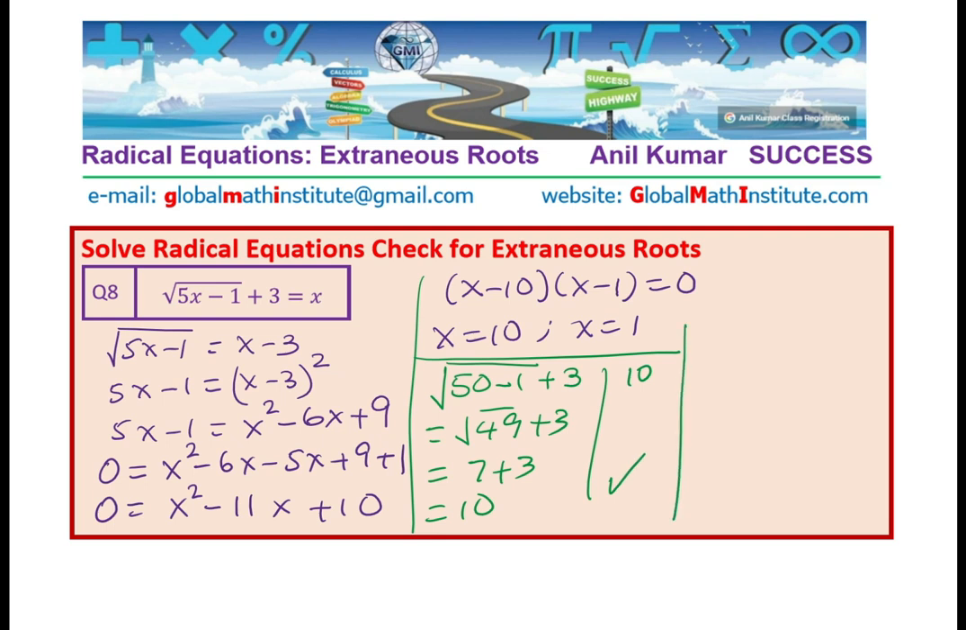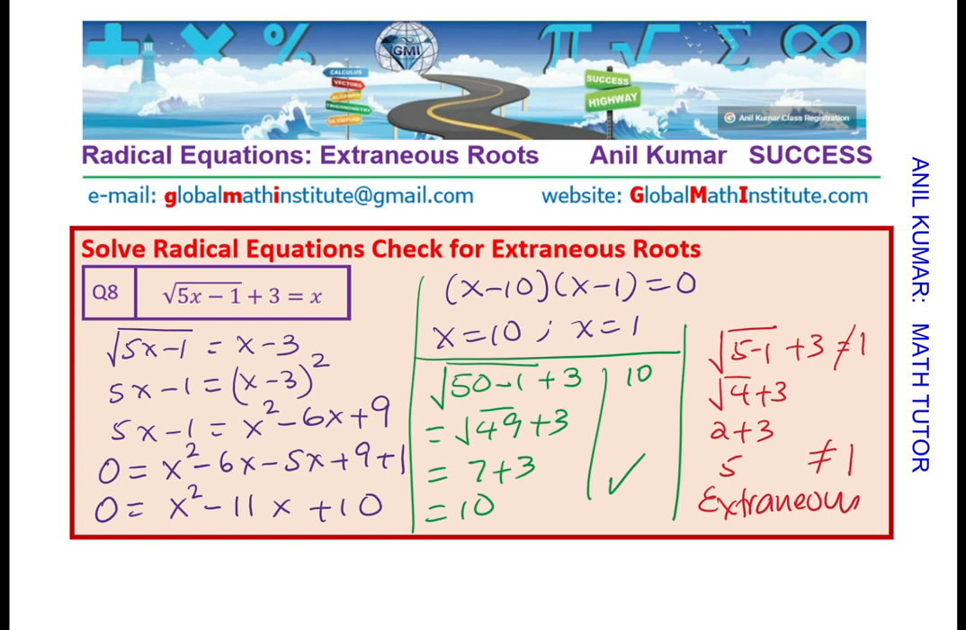Now let's try to put 1 there. If I substitute 1, I get square root of 5 minus 1 plus 3, which is square root of 4 plus 3, which is 2 plus 3, that is 5. On the right hand side, we have 1, but it is not equal. So it is not equal to 1, so that is extraneous. Therefore, we have a solution in this case, and the solution is x equals to 10. Perfect. That is the only solution for this particular equation, not the other one. Is that clear to you?